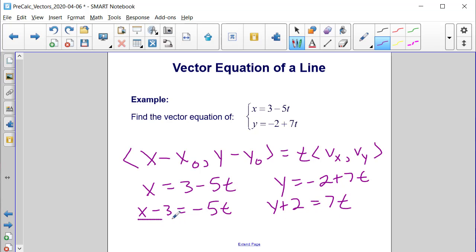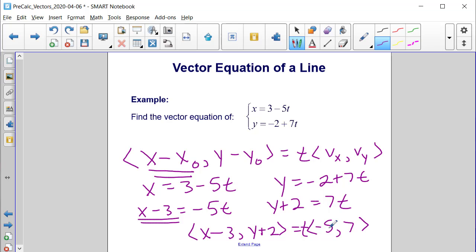So now we have our x minus x sub 0. It's x minus 3. And we have our y minus y sub 0 as y plus 2. And that's equal to, if I factor the t out of this, I have t outside of the vector, and I have a negative 5 remaining for the x's, and I have a 7 with our y's. And that should be our final answer.